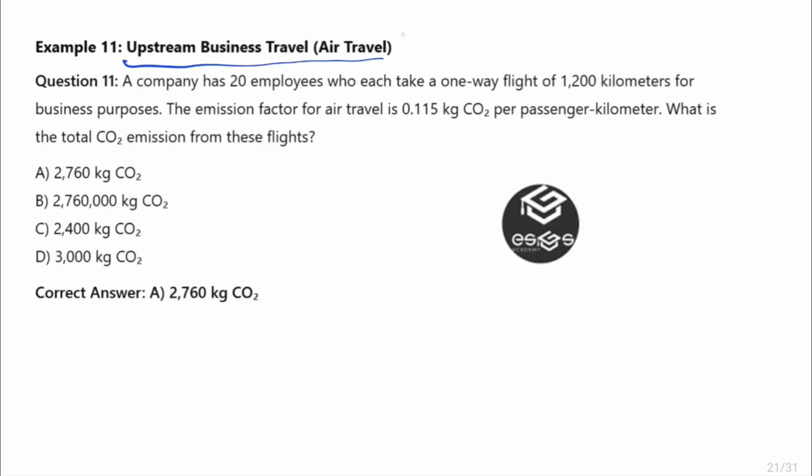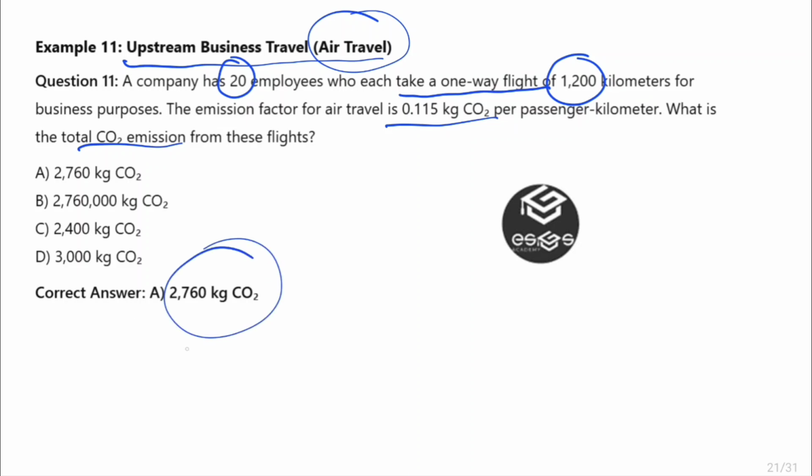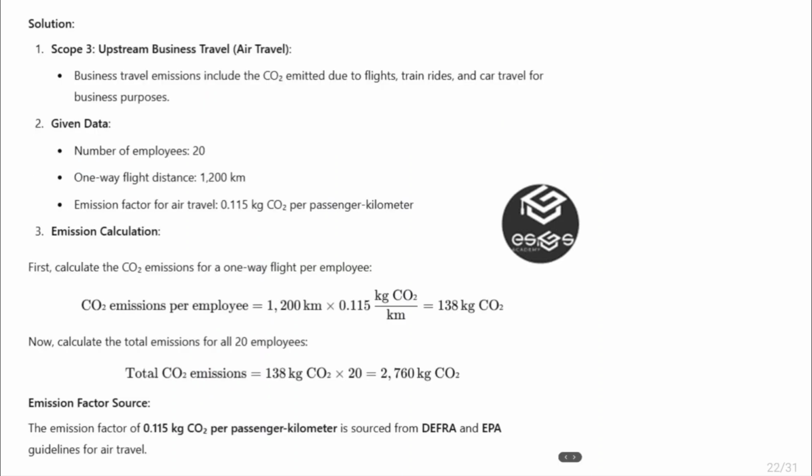Another example is related to upstream business travel, that is air travel. The question is, a company has 20 employees who each take a one-way flight of 1200 kilometers for business purposes. Now the emission factor is this. What will be the total CO2 emissions? So the answer is 2760, but how does this come, let us see the solution part.